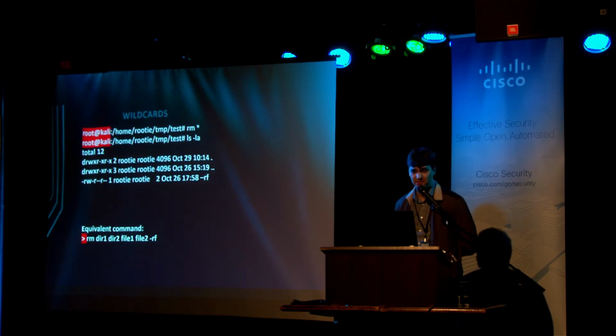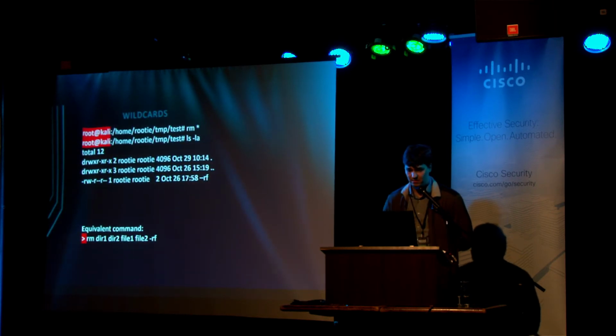So the -rf file name will be an argument for the rm command, and it will remove everything recursively except the -rf file, which is the argument.